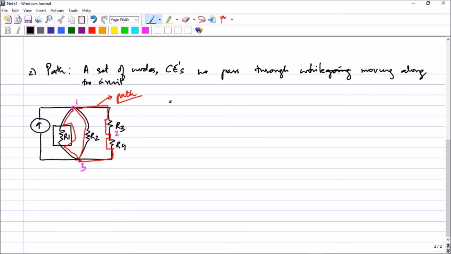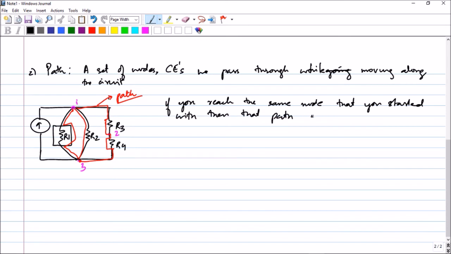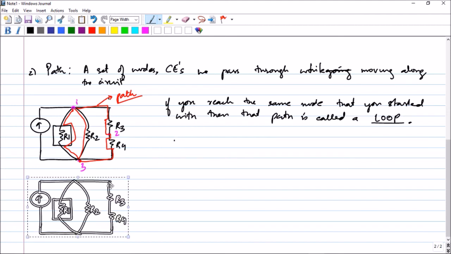Now, while taking a path, you have started from a node, right? If you reach the same node that you started with, then that path is called a loop. Loop will come a lot in engineering circuit analysis. So let me draw a loop here.